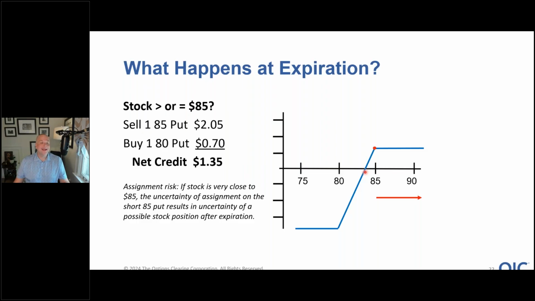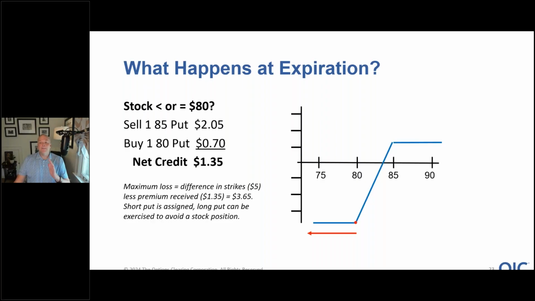So it's important to pay attention to that so that you understand, especially if the stock is close to 85, there's a potential for you to be assigned on those puts. All right. Stock below 80, this is the max loss point of this position. Again, it's because the 80s and the 85s are both in the money.